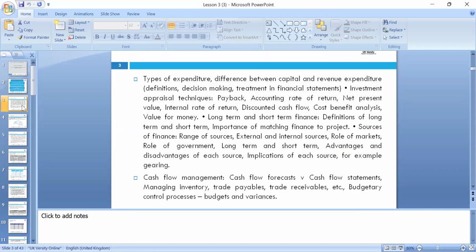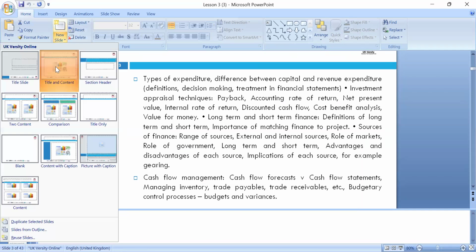Today's lesson indicative content will go through different investment appraisals. We look around different expenditures, what is meant by them, how we can manage them, and internal and external sources with their advantages and disadvantages. That will be in our lesson.